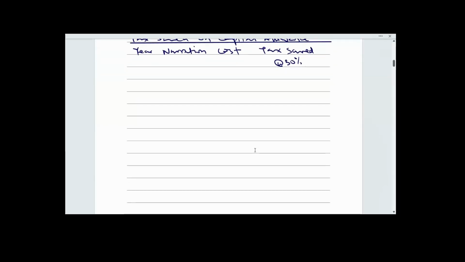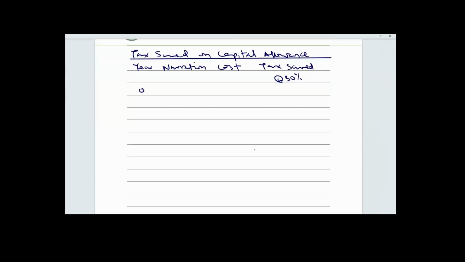The first item here will be year. Narration. The cost of the machine, then tax saved at the company tax rate of 30%. Okay, so in year 0, how much is the cost of the machinery? We are told that the machinery is 20,000? I think we have it on the first paragraph. Yes, the machine costs 20,000 naira. That's the initial cost or initial outlay. So here is 20,000.